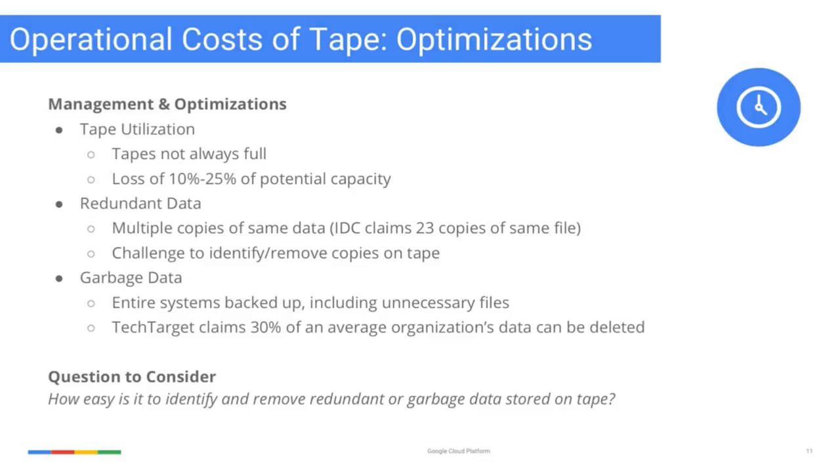If you look at some of the stats on this slide, for the redundant data, IDC claims that generally in enterprise or Global 2000 companies, there's on average 23 copies of the same file. And when you look at all the different places that a file might live, all the different backup copies, all the archive copies, all the different file servers, it's a challenge to remove those. Same with garbage data. TechTarget came out with the statistic that 30% of an average organization's data could be deleted. And so really the question there is, how much effort does it require to remove this data? What's the required effort to optimize that data?